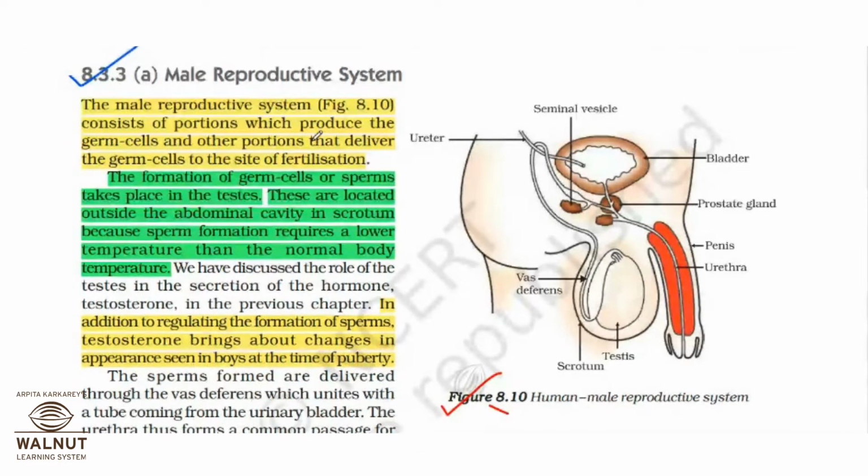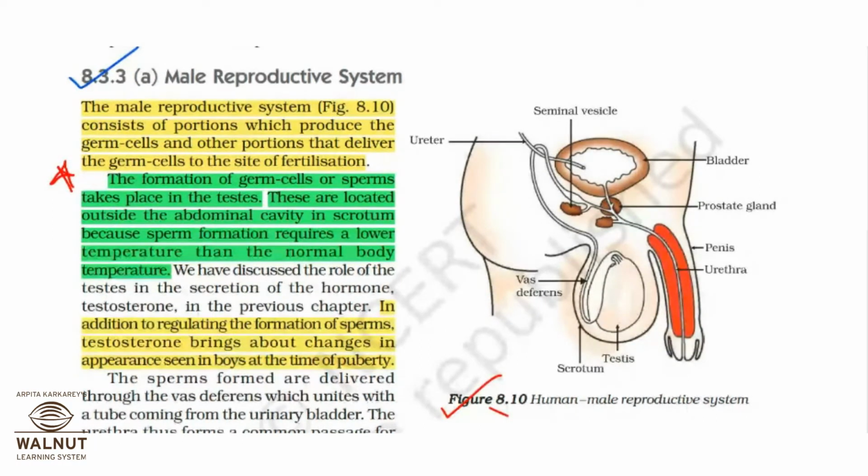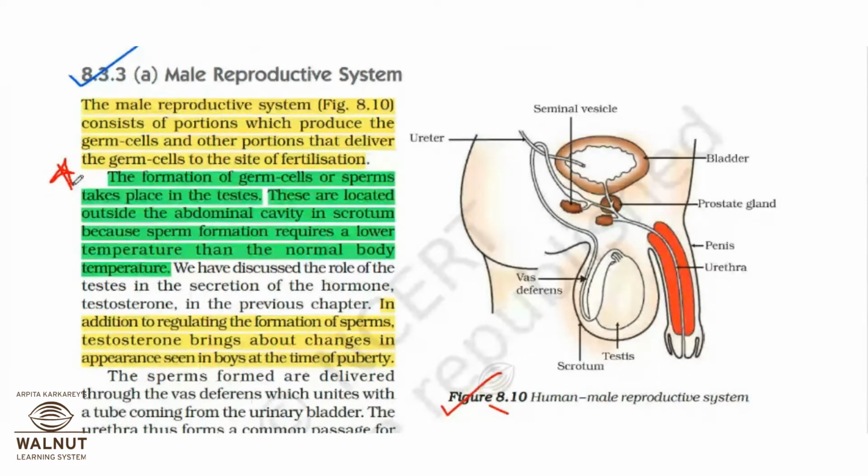These are located outside the abdominal cavity in the scrotum because sperm formation requires a lower temperature than the normal body temperature. Yes, wait. So this point you must remember. Reasoning questions can be asked, where it is asked why the scrotum is located outside the body. Why not inside the body? Because it is always 2 to 3 degrees less as compared to human body temperature. The temperature of the scrotum.